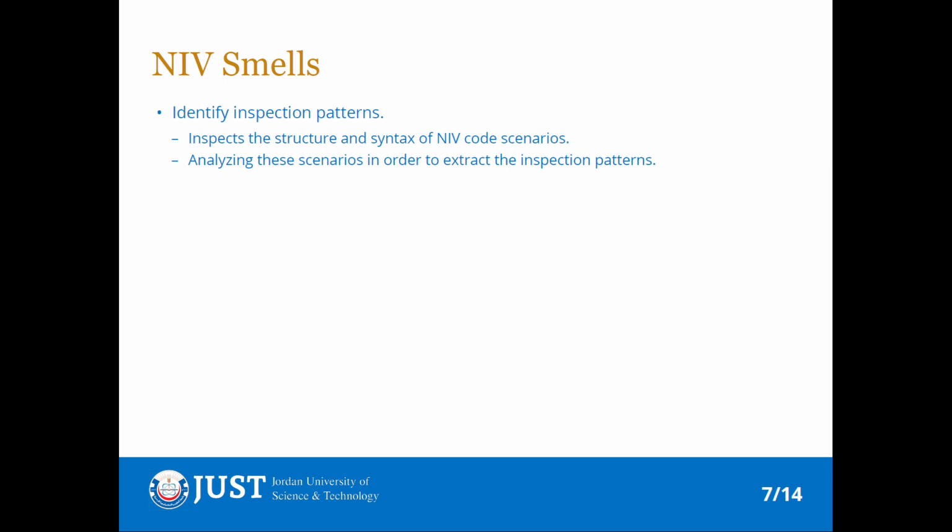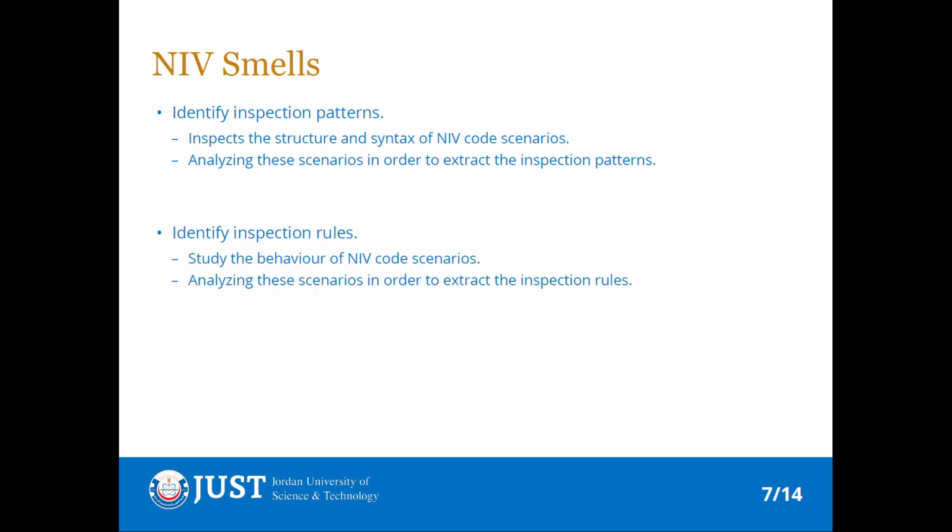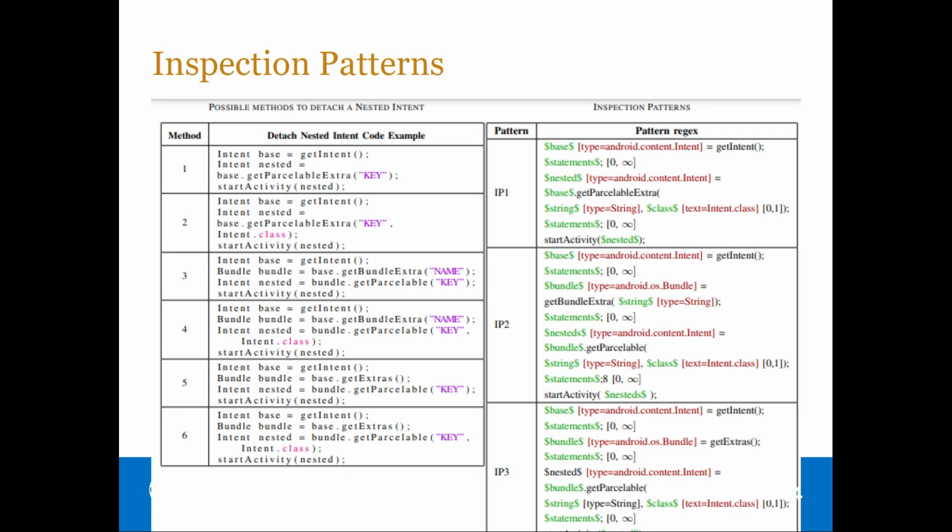So first we need to identify inspection patterns to detect the NIV code in the Android source code. This inspection pattern relies on the structure and syntax of NIV code scenarios, and we analyze these scenarios in order to extract the inspection patterns. After that, we need to identify the inspection rules. We need to study the behavior or semantics of the NIV code scenario and analyze it in order to extract the inspection rules.